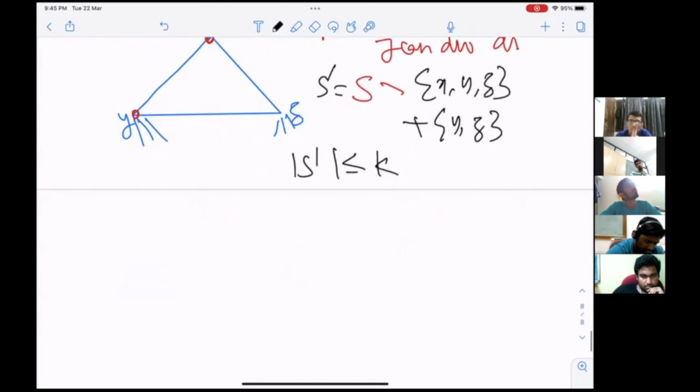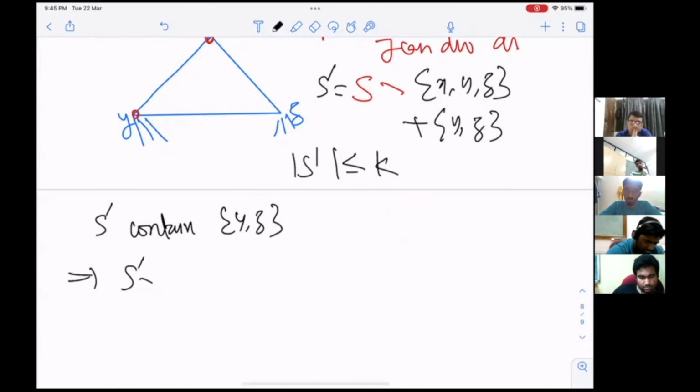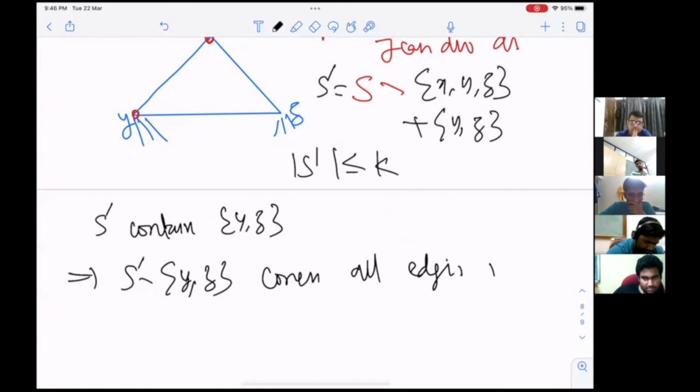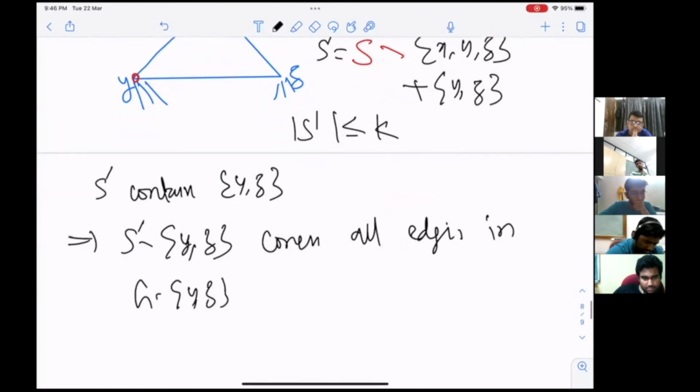And what is the property of S prime? S prime contains Y and Z, which implies S prime minus {Y, Z} covers all edges in G minus {Y, Z}. Done.